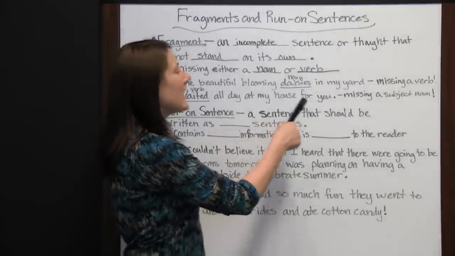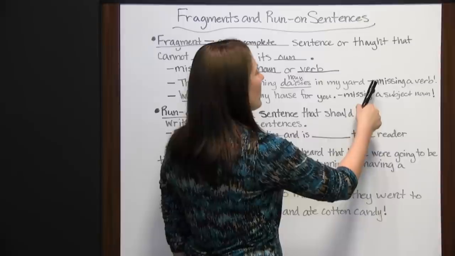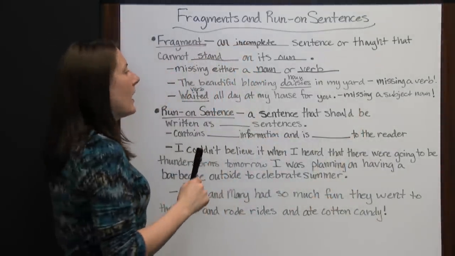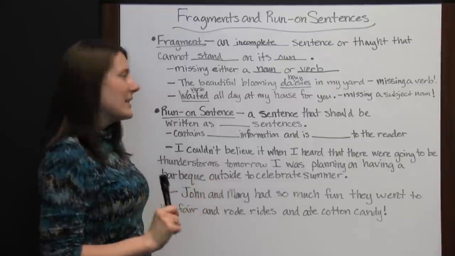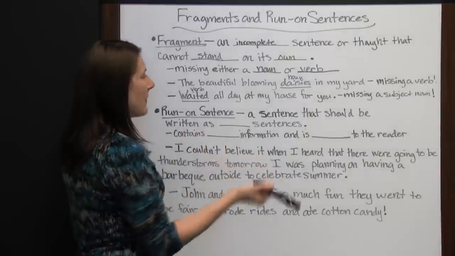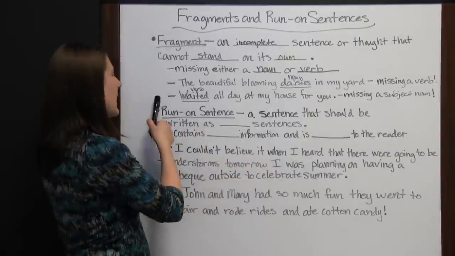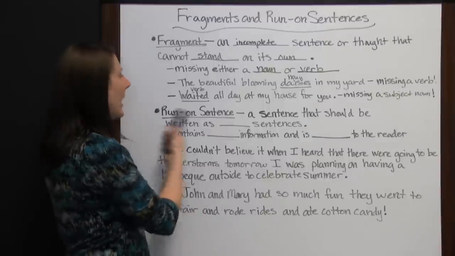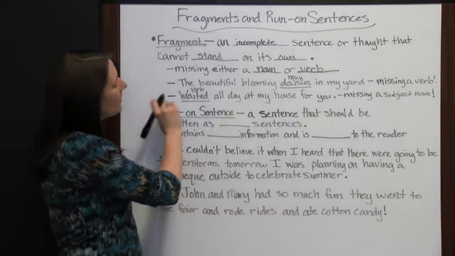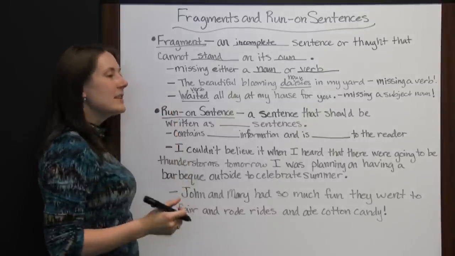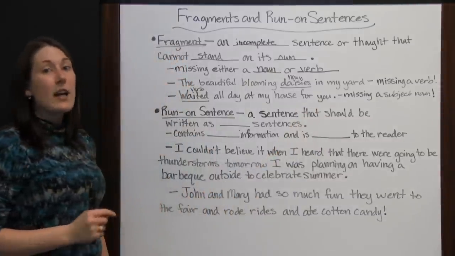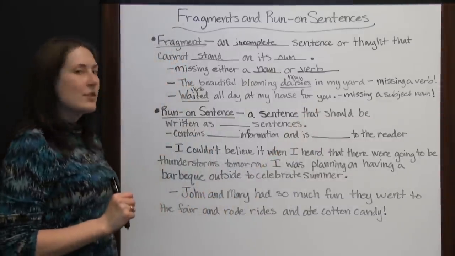The beautiful blooming daisies in my yard look so nice this time of year. Smell wonderful. Are going to win the contest. You can finish the sentence in any way. Waited all day at my house for you. You could say, we waited all day at my house for you. I waited. My mom and I waited. It's a little bit more limited what you could put at the beginning of this sentence because we've got my and you for pronouns down here, but you still have options and you could easily turn this fragment into a complete sentence.